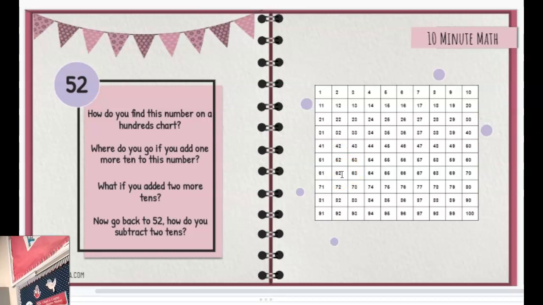What if you add 2 more 10s? 52, 62, 72. And then you would go to 82. Now we'll go back to 52. What if I subtracted 2 10s? Then I'm going to go up 2 blocks, 1, 2, to 32.